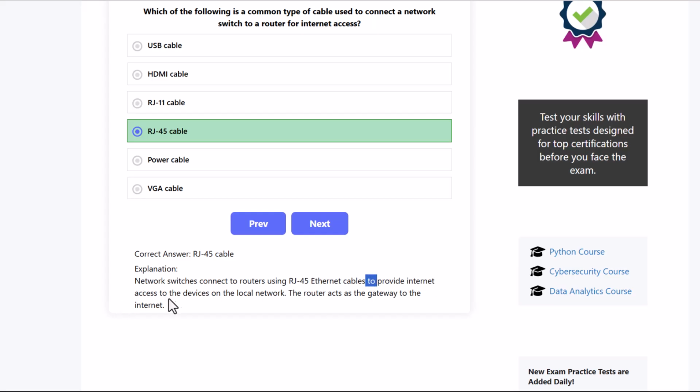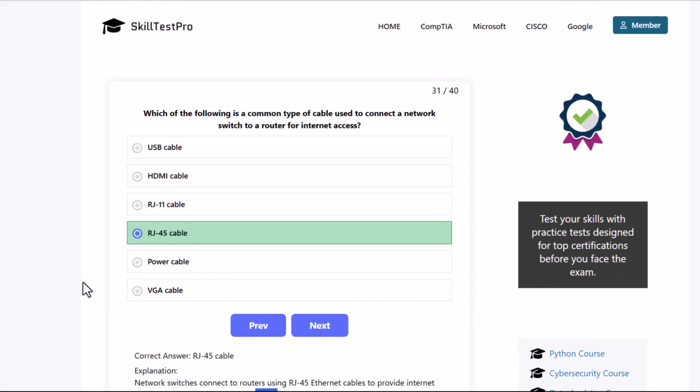Providing internet access to the devices on the local network, the router acts as the gateway to the internet. All devices in a network, for example in your house, are connected to the router, and the router connects all your devices to the internet. On your router there is only one gateway address, which is the IP address for devices in that network, in your apartment for example, to connect to that router.